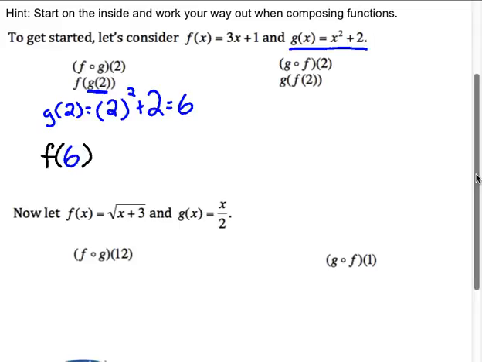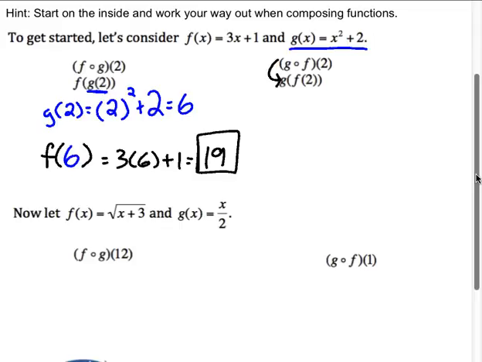So I replace that 6 into the f function now. So g of 2 is 6, so now I can take that 6, put it into the outer function, that f function. 18 plus 1 gives me 19. All right, and there you have it. So when you're dealing with just numbers, it's actually not that bad, right? As long as you remember to rewrite it.